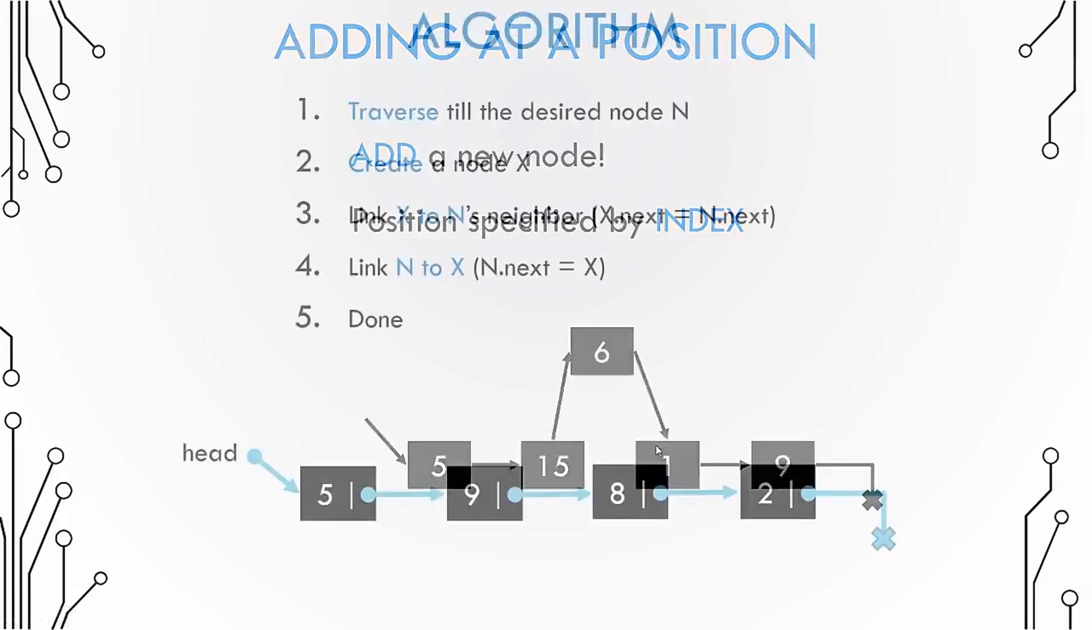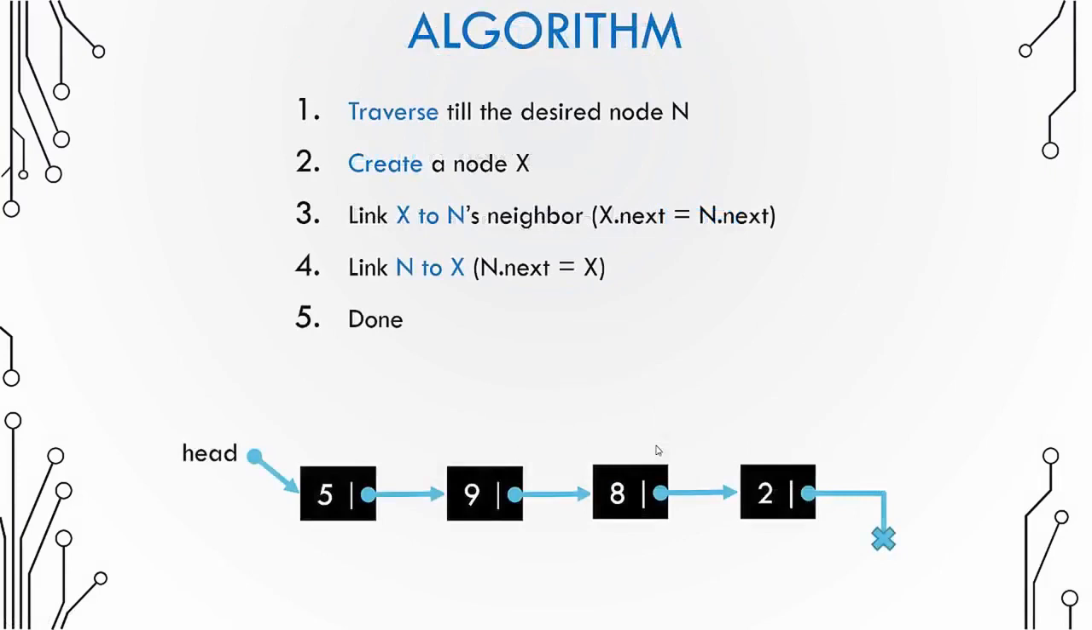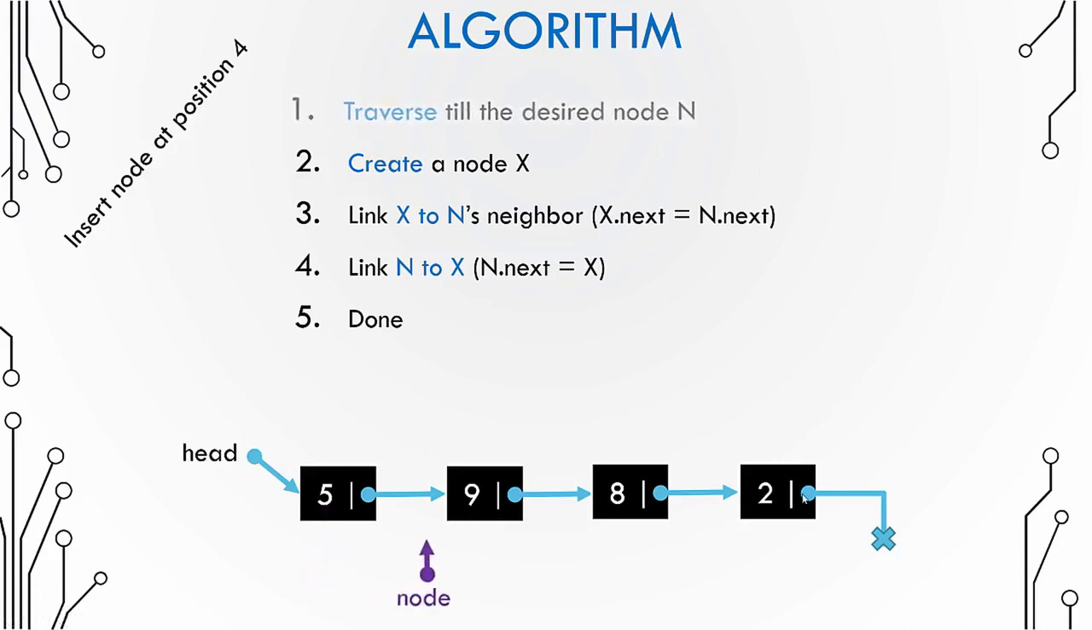So let us try to visualize how this process can happen. We want to insert a node at position number 4. So position number 4 would be 1, 2, 3, and 4. In place of 2, we need to have a new node, and 2 should be shifted to the right hand side. So the first step is to traverse to the desired node.